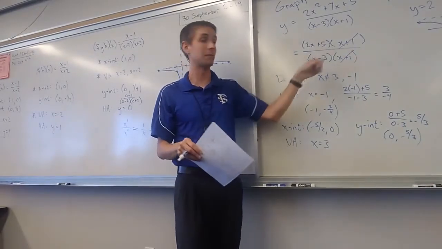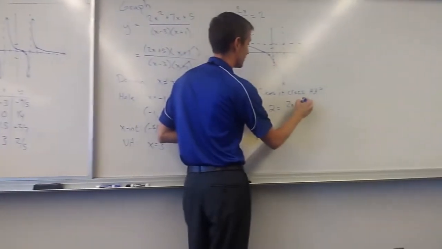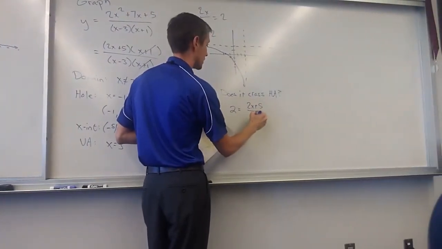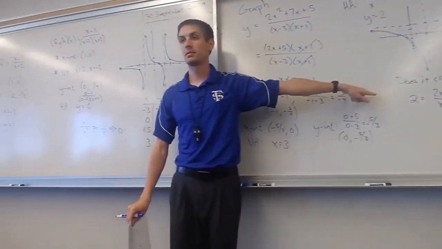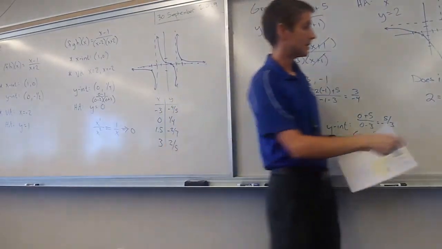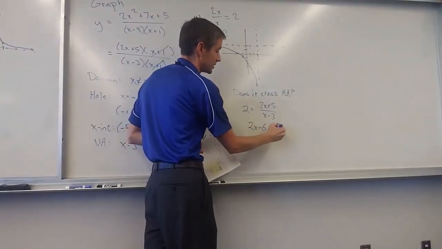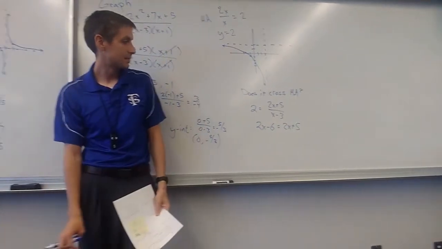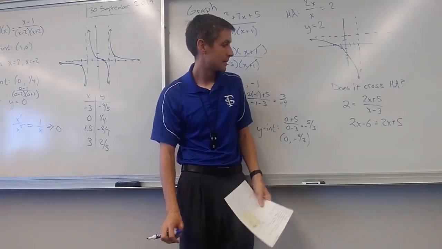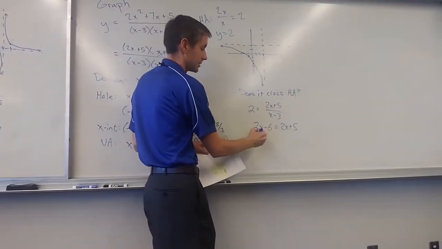Times x minus 3. I'm going to multiply this off, so I get 2x minus 6 is equal to 2x plus 5. Take 6 to one side of that. So x's, I can subtract the 2x to get rid of that one. I can add the 6 to get rid of that one. So 0 is equal to 11. Which is not true. So that's not a true statement. It can't cross it. So then the answer is no, it doesn't cross the horizontal asymptote.